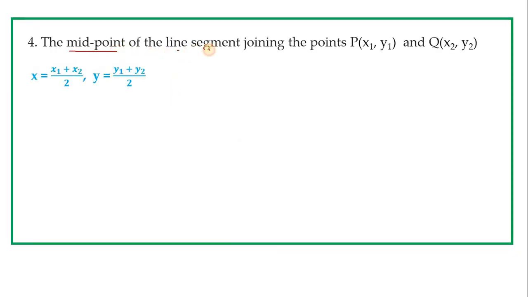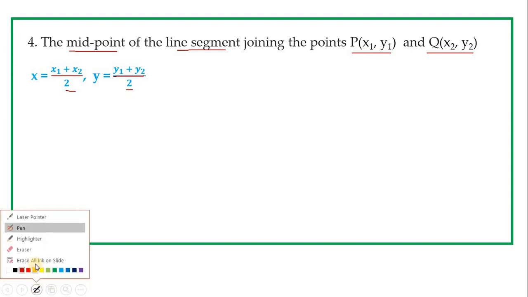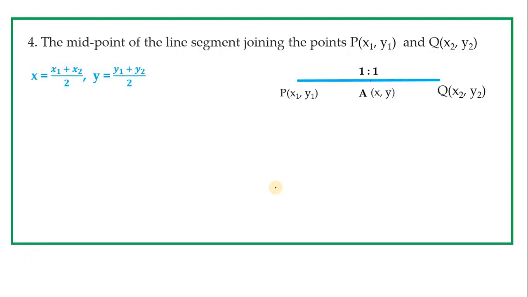The midpoint of the line segment joining the points P and Q. So x equals x1 plus x2 by 2, y equals y1 plus y2 by 2. See, let me make you understand when we have to use this formula. Here there is a line segment PQ, and this line segment is divided by this point A in the ratio 1:1, meaning equal ratio. Maybe 1:1 or 2:2 or 5:5.